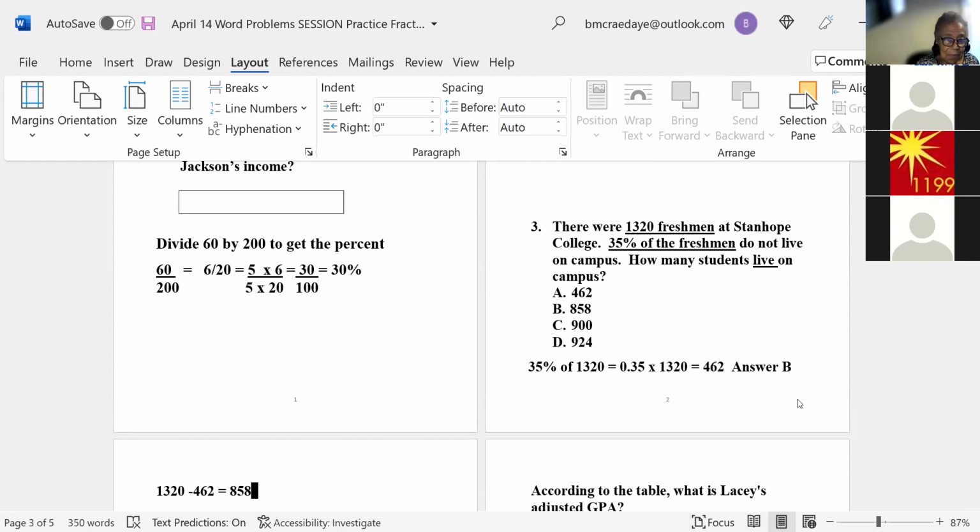Okay. Yeah, that's another kind of error that people make in not reading correctly. How many students live on campus would be the 35% of the 1320 subtracted from the total. And that gives you the 858.